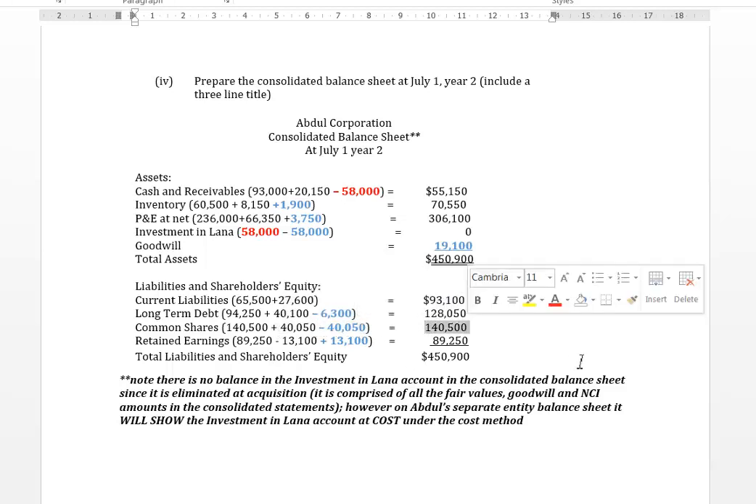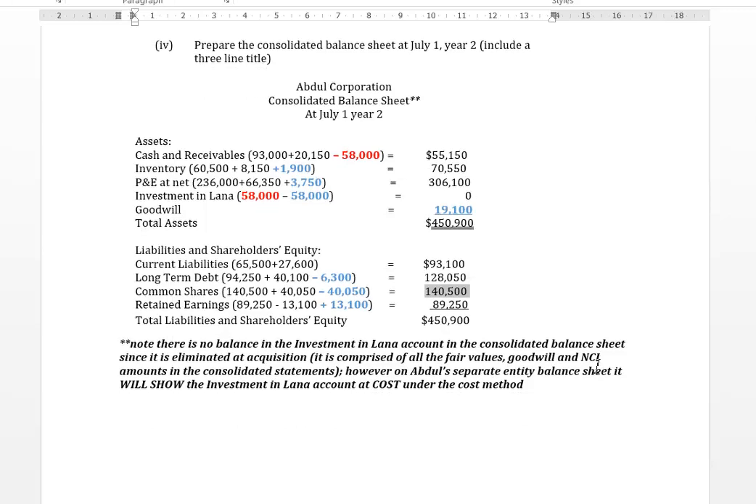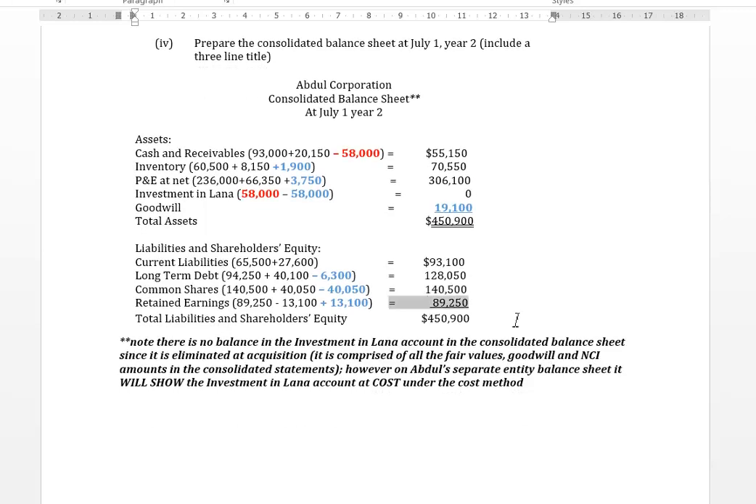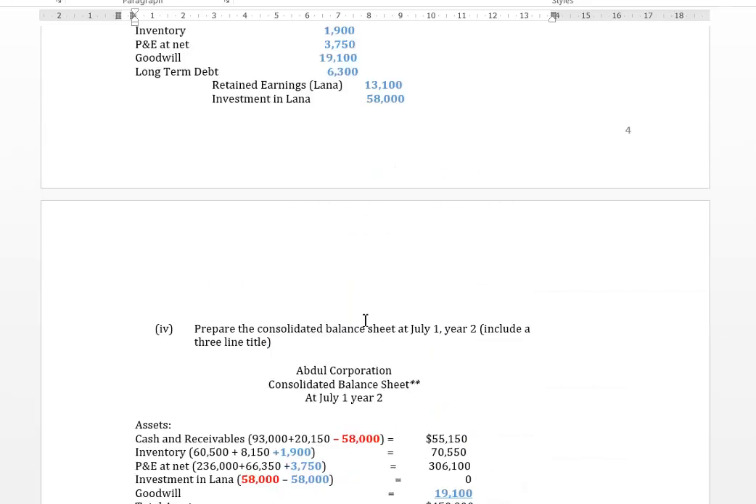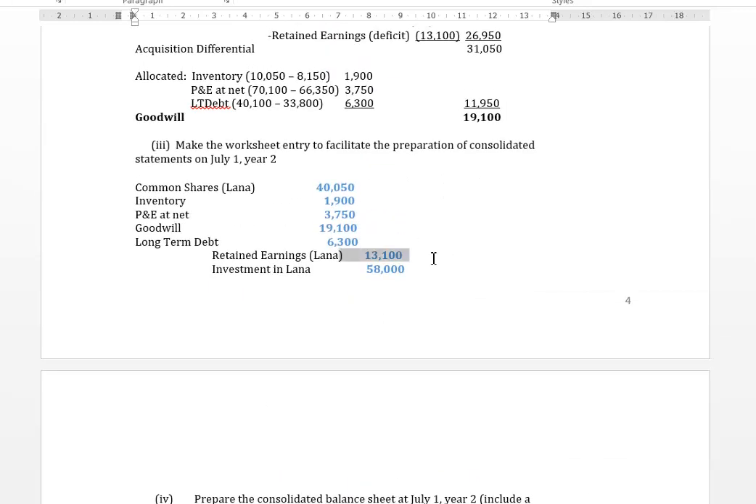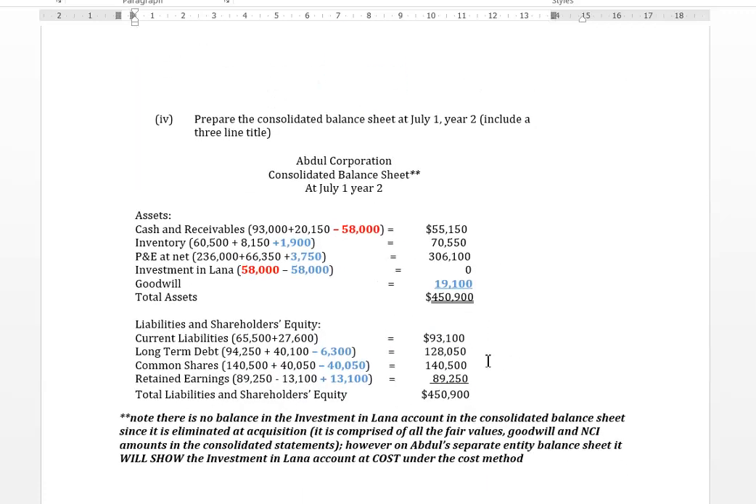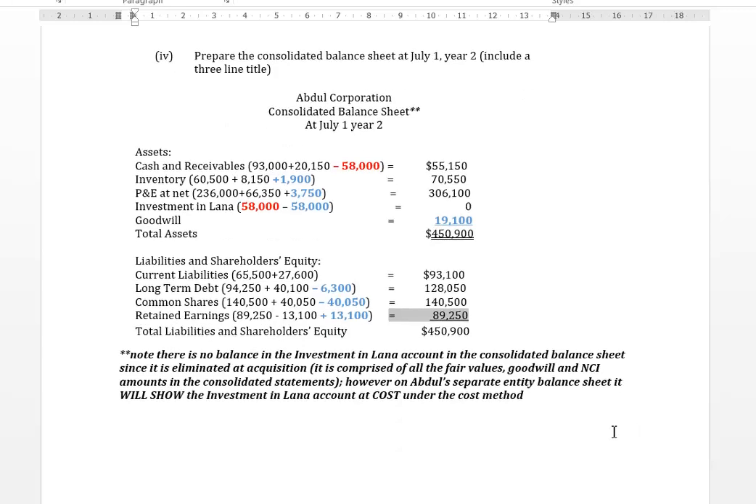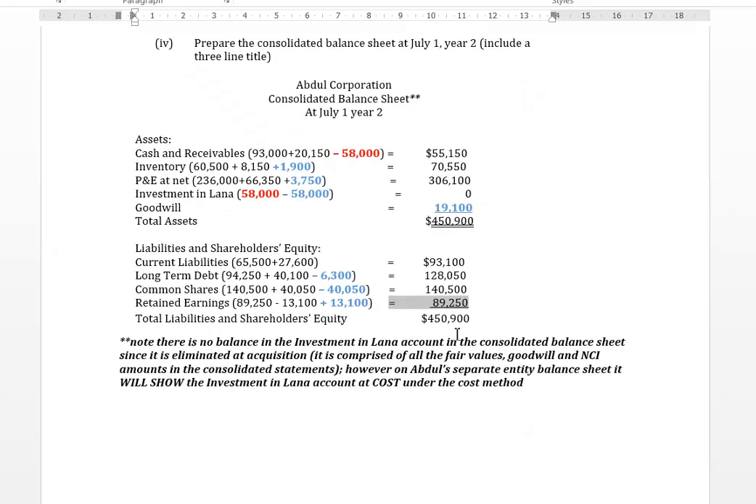So we only pick up the common shares of Abdul. And we're only picking up the retained earnings of Abdul. Why? Because that deficit got eliminated on the worksheet right here. So you can see here the total liabilities and shareholders' equity add up to $450,900, which is the same as the total assets. So this concludes our preparation of the consolidated balance sheet.